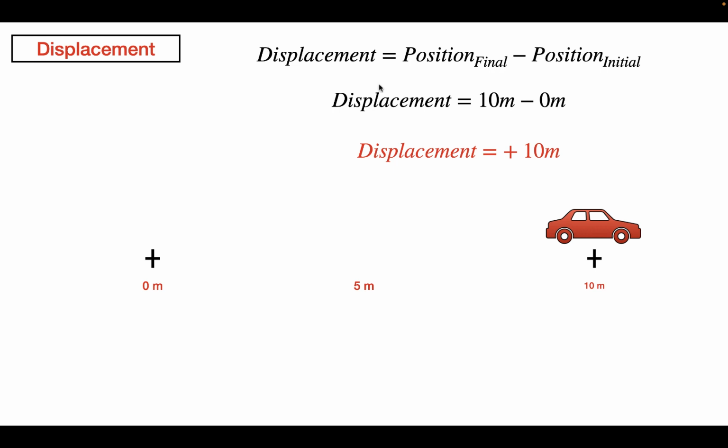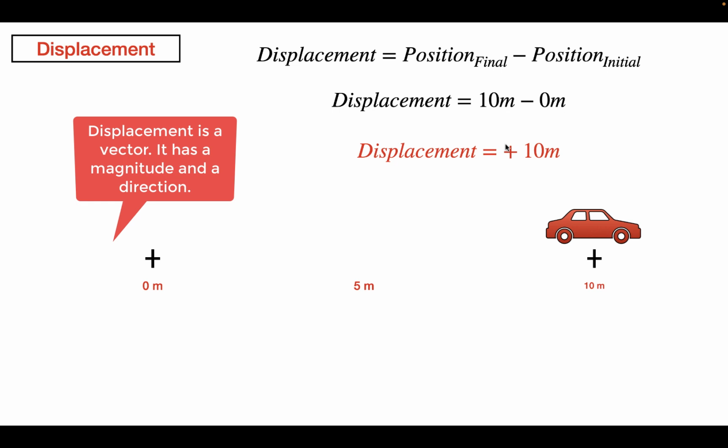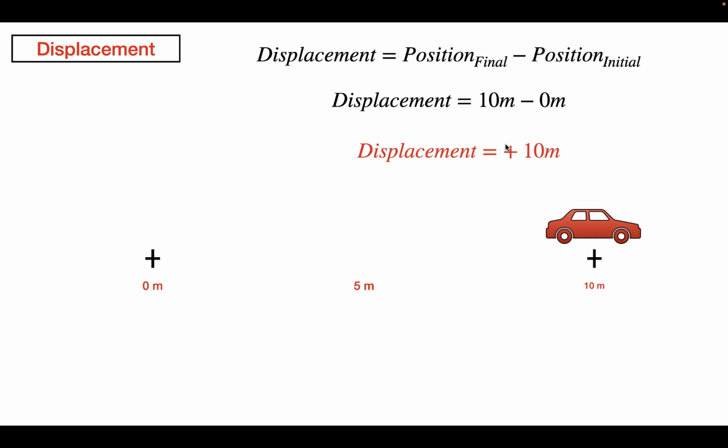Now, the reason why I have a plus sign on this is because displacement is a vector, and this means that displacement has both a magnitude and a direction. So this plus sign is basically telling us what direction the car is moving in.